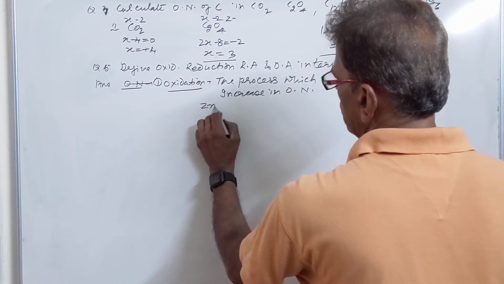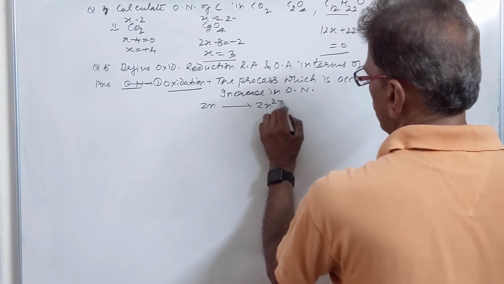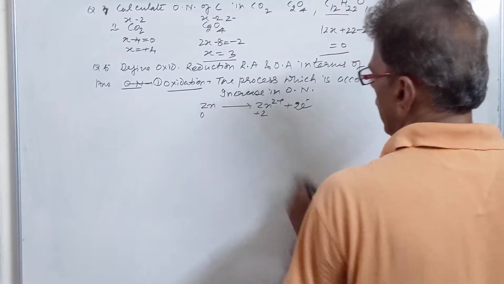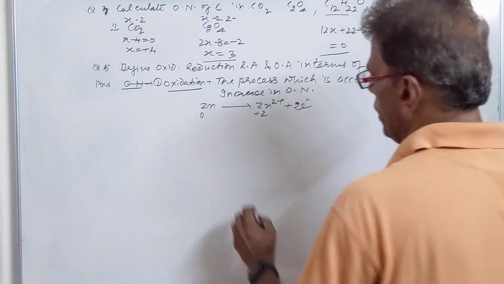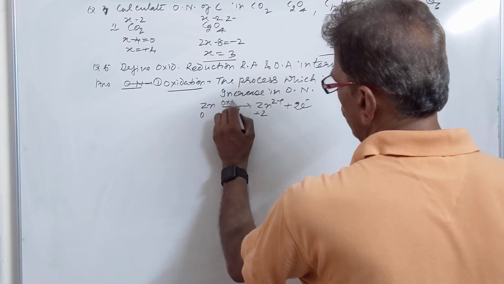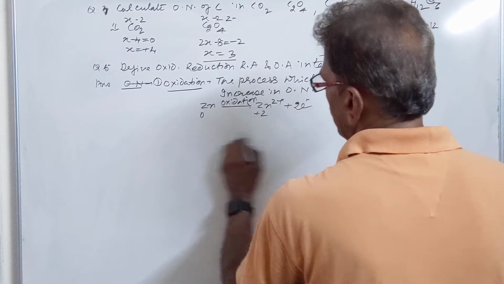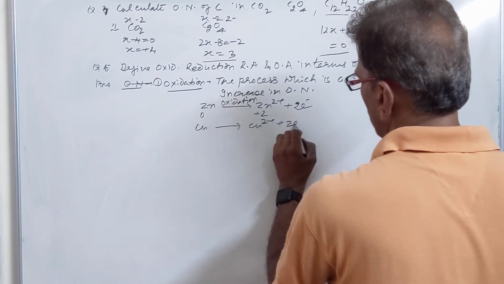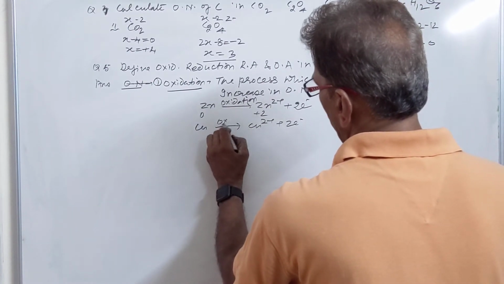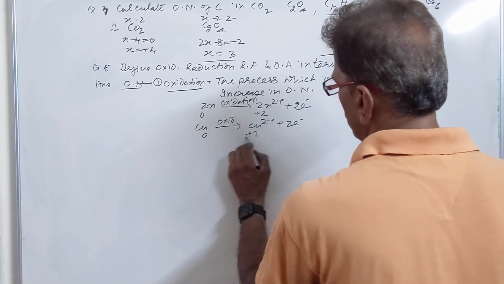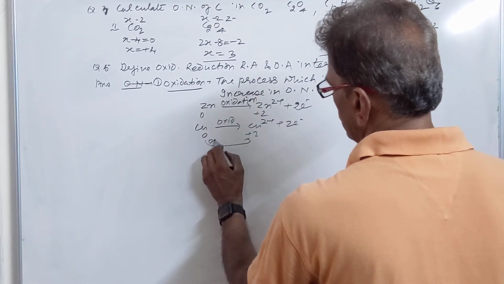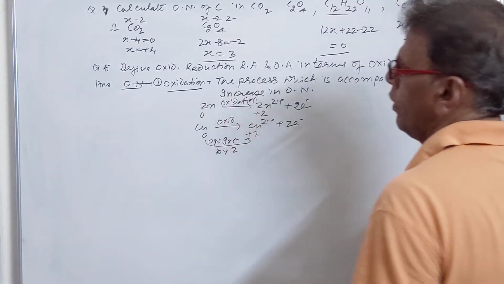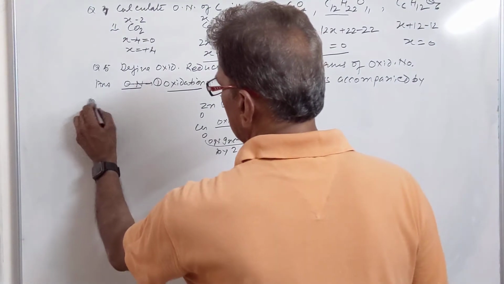For example, Zn loses 2 electrons. So the oxidation number was 0 in the beginning, now it is +2. So the oxidation number increases by 2 units. This is oxidation. Copper loses 2 electrons. Here it is again oxidation, 0 to +2. Increases by 2. Then we have the second definition, that is reduction.